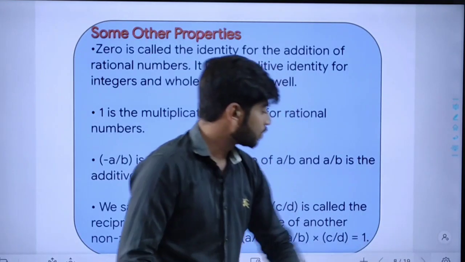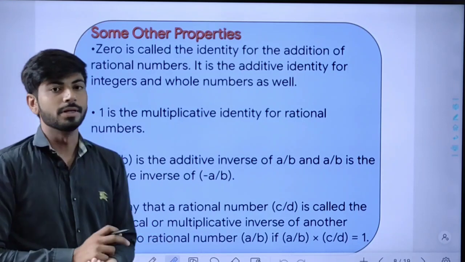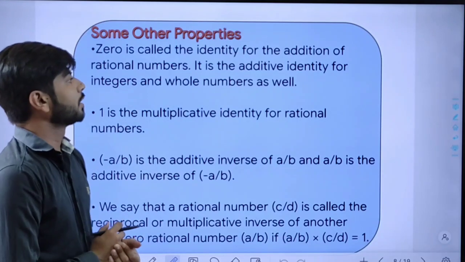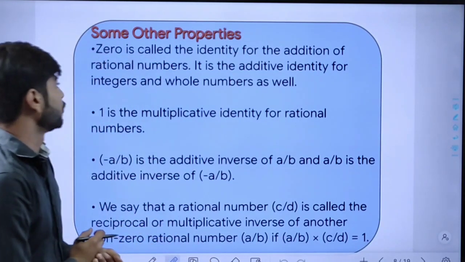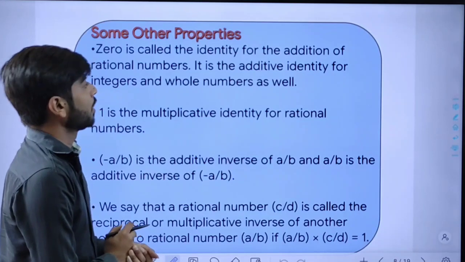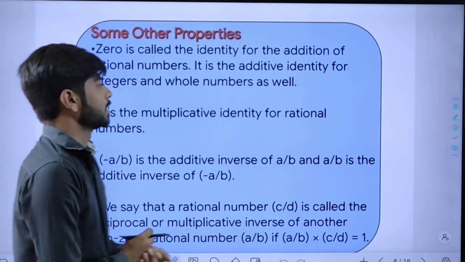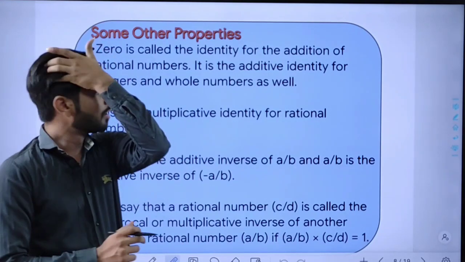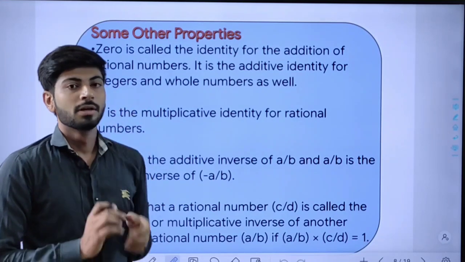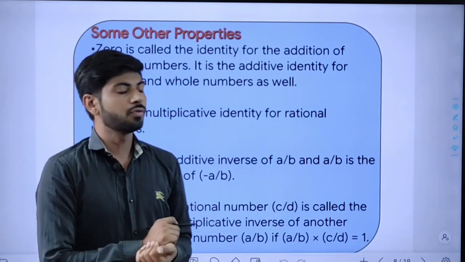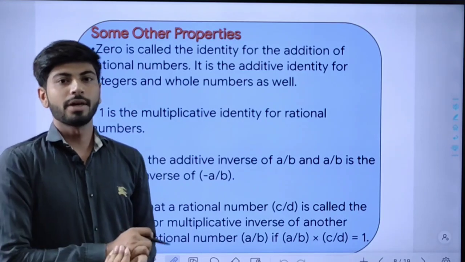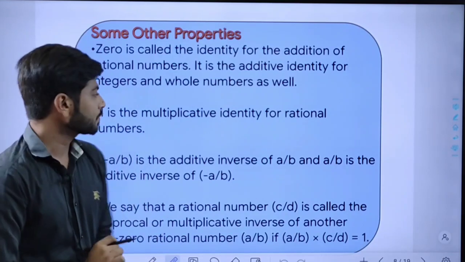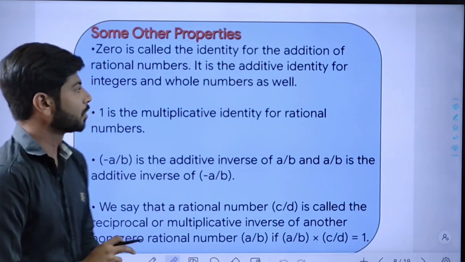We will study also some other properties for this lesson. First, 0 is called identity for the addition of rational numbers. It is the additive identity for the integers and whole numbers as well. We have studied in previous standard that 0 is the additive identity for the integers and whole numbers. Now 0 is also additive identity for rational numbers. If we add 0 to any rational number, we will get the same rational number. So it is additive identity for rational numbers also.